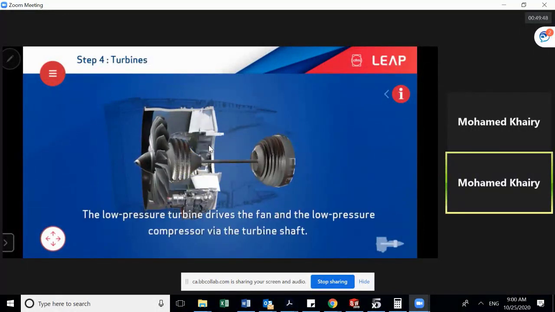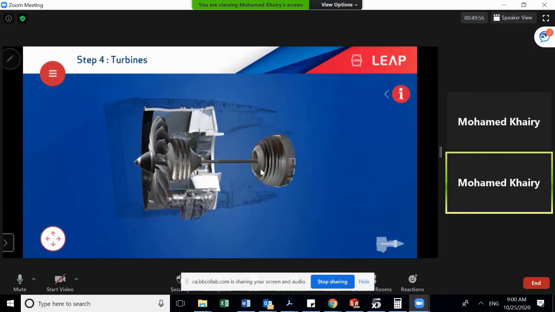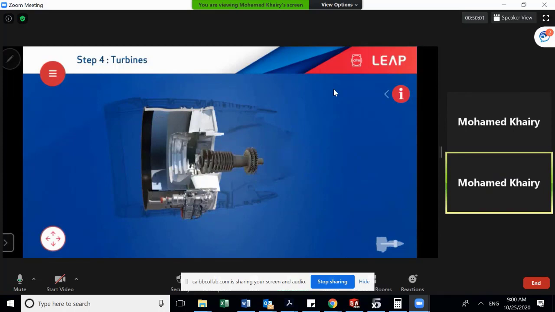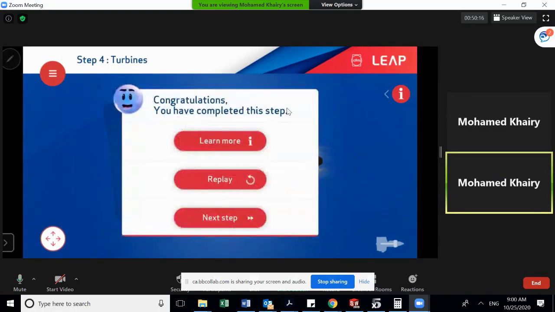Now you can see here, what do we have here? This is the low pressure turbine, which drives the fan and the low pressure compressor via the turbine shaft. This is the turbine shaft. Okay, and this is the second one, which is the high pressure turbine and high pressure compressor, and they are linked through the shaft. And this is the whole process, as you can see. Clear?